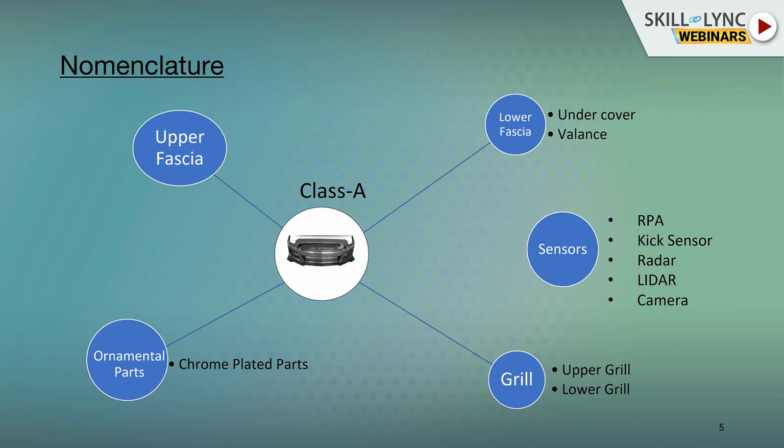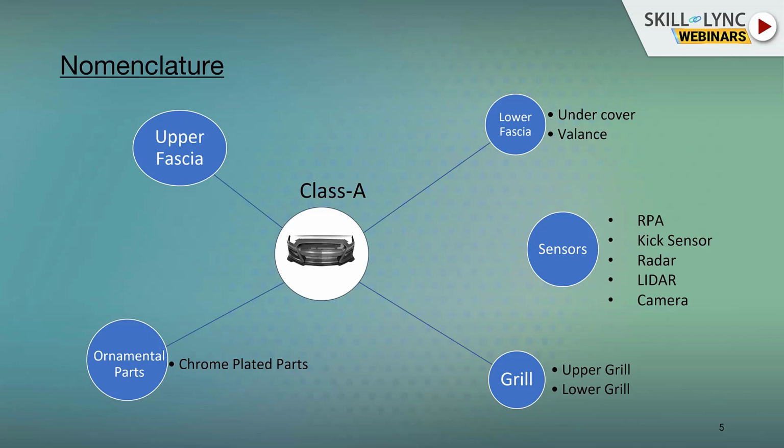Additionally, we also have RPA sensors. They do not fall into any of the categories like Class A or B-side, but it is important to take note of them because they are attached on the bumper system depending upon the car features. We have certain sensors like RPA sensors, kick sensor, radar, lidar, and cameras. So RPA sensors are used to assist the driver while parking the vehicle.